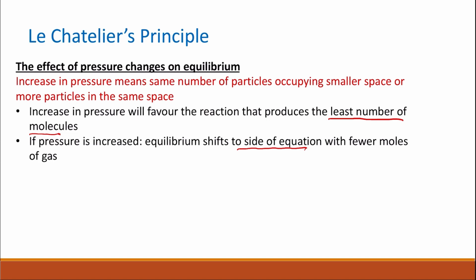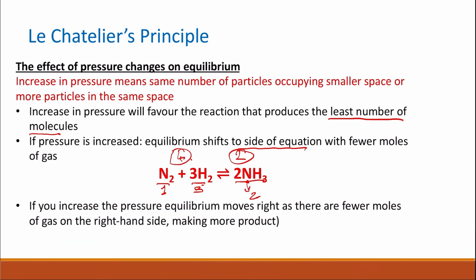So let's have an example to see what this means. This is a gaseous reaction between nitrogen and hydrogen to give ammonia. This is the Haber process. All of these species are gaseous, because nitrogen, hydrogen, and ammonia are gases. On the reactant side, as you can see, we have one molecule of nitrogen and three molecules of hydrogen, so the total number of molecules on the left-hand side is 4. On the right-hand side, which is the product side, we have only two molecules of ammonia.